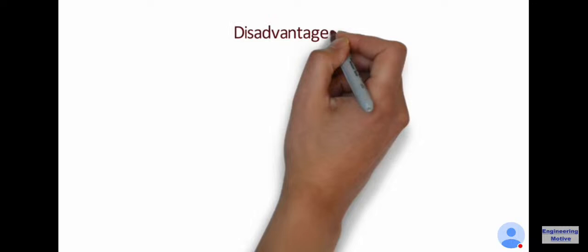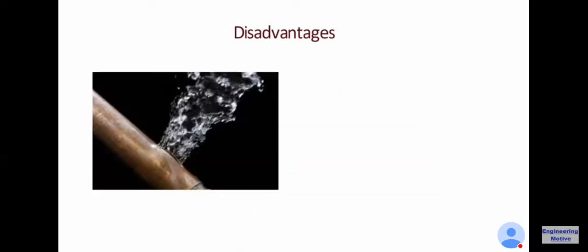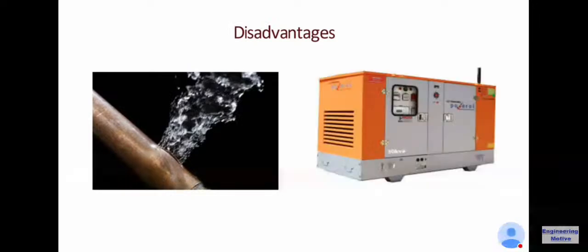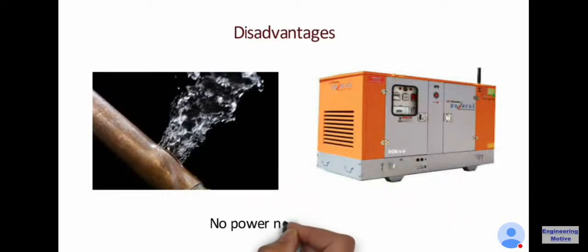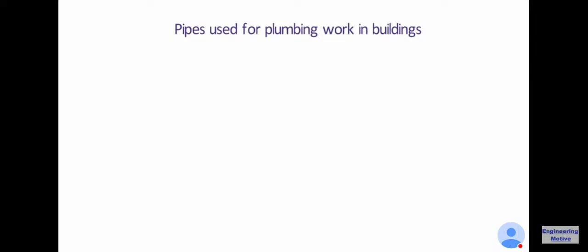Disadvantages of using this system are, pipes may leak due to high pressure water flowing through them. Continuous power supply with backup from a generator is required to operate this system, else no power, no supply of water. Now we will discuss the pipes used for plumbing works in buildings.